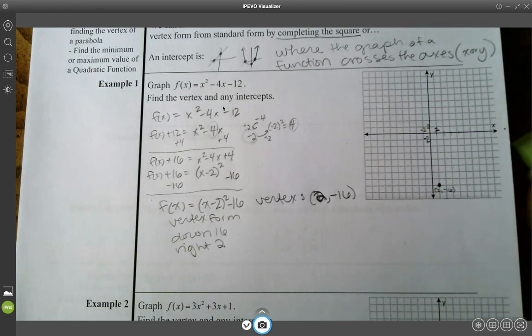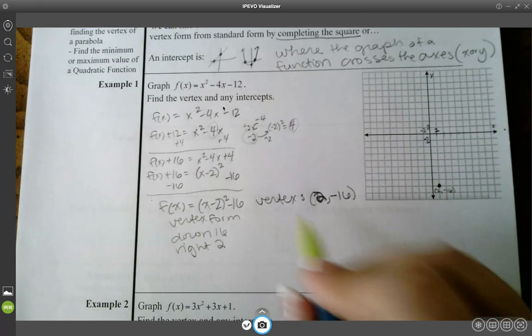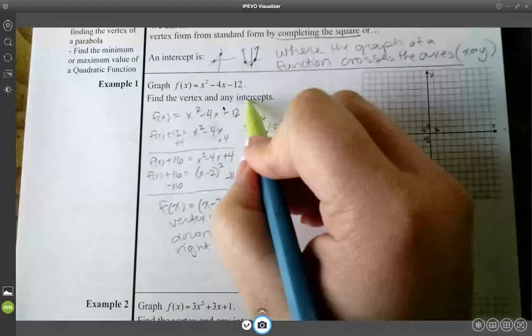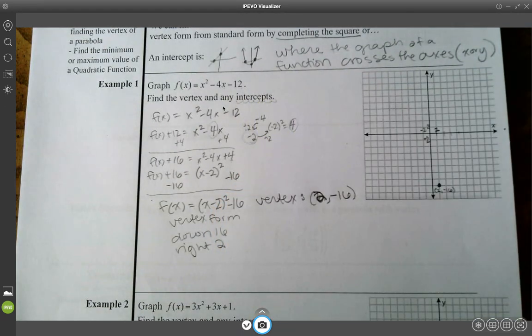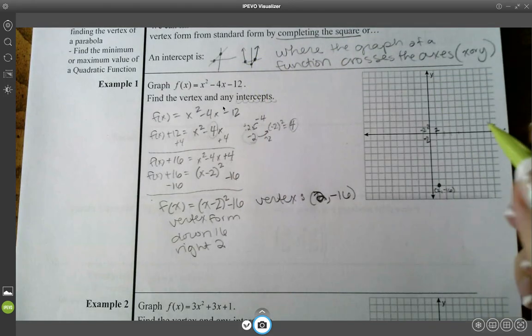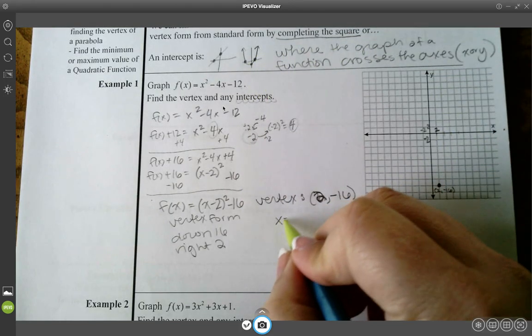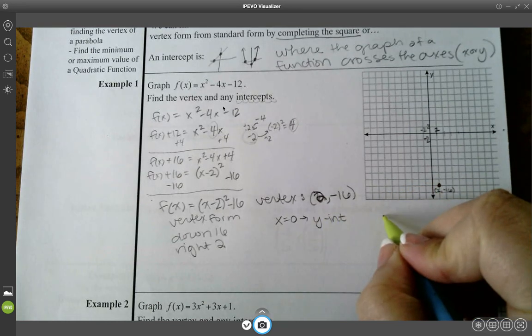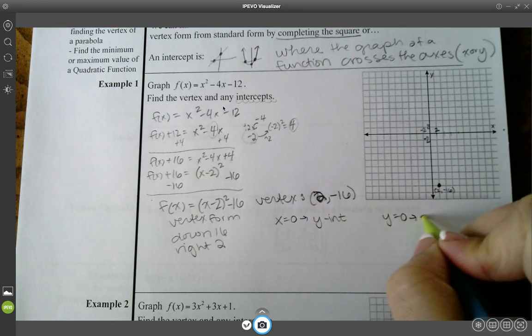Okay, and then we can find points again by substituting into an XY table, but the question is asking for any intercepts. So remember, to find intercepts, to find where we intersect with our X and Y axis, we need to set X equal to 0 in order to find the Y intercepts, and we set Y equal to 0 to find the X intercepts.